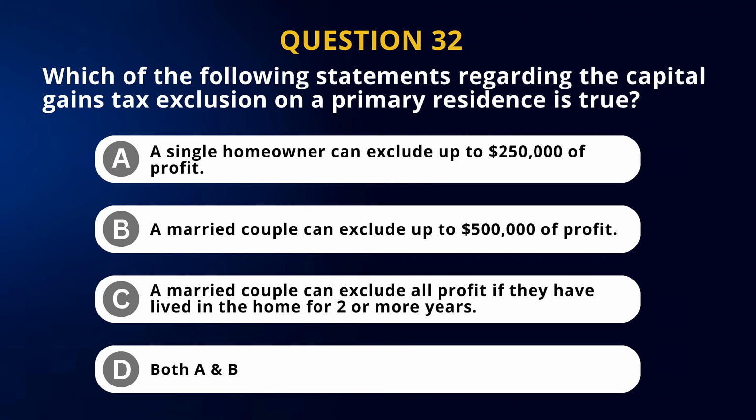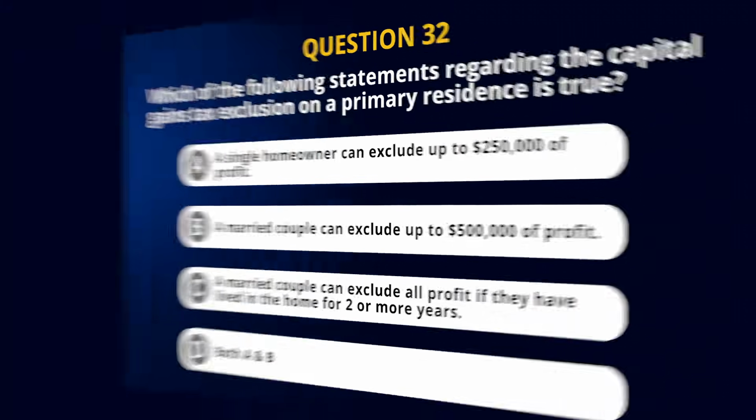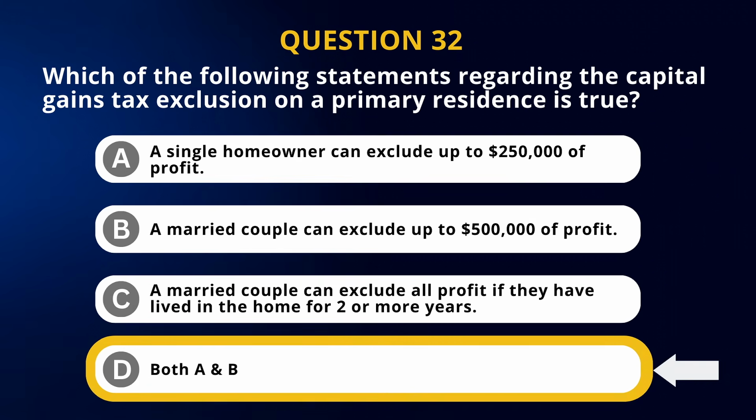And the answer, letter D, both A and B. So, number 1, a single homeowner can exclude up to $250,000 of gain. And letter B, a married couple can exclude up to $500,000 of profit. Letter C, a married couple can exclude all profit if they have lived in the home for 2 or more years. That is not true.